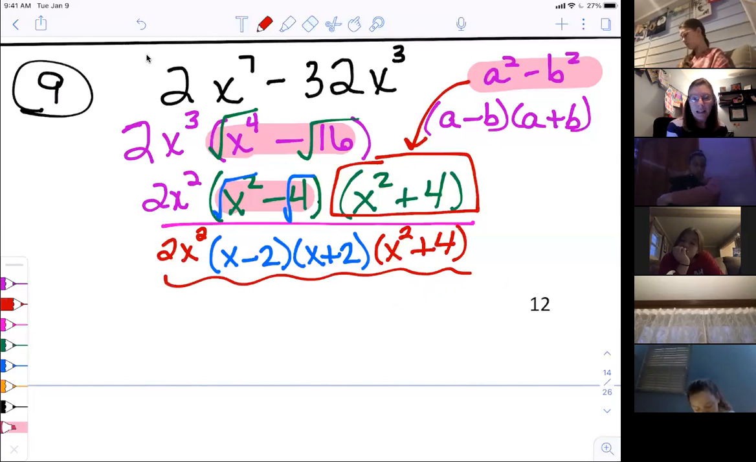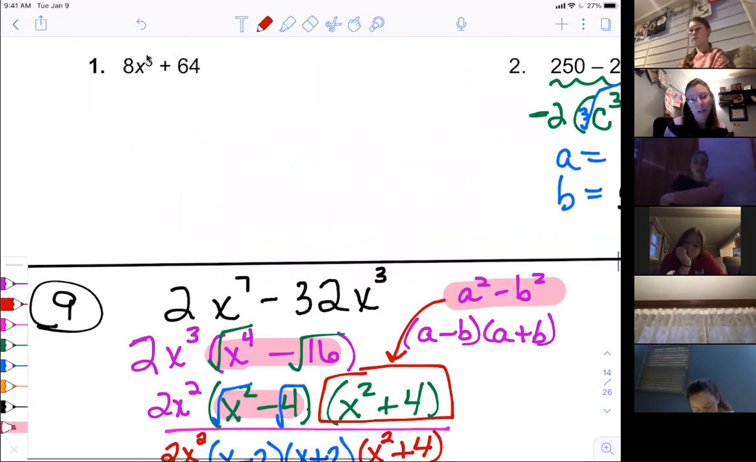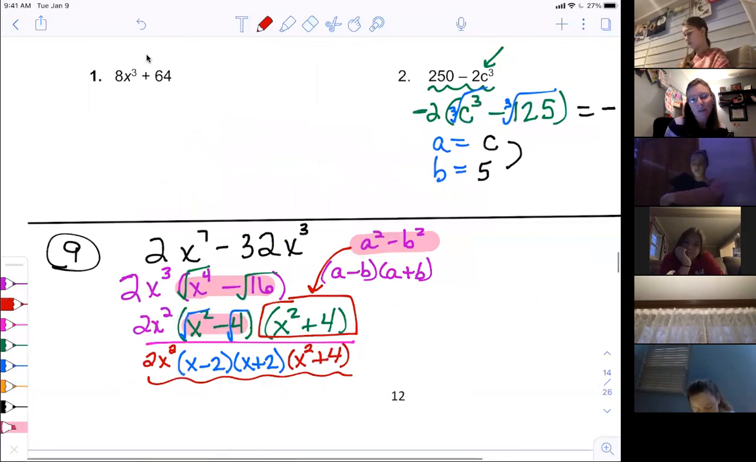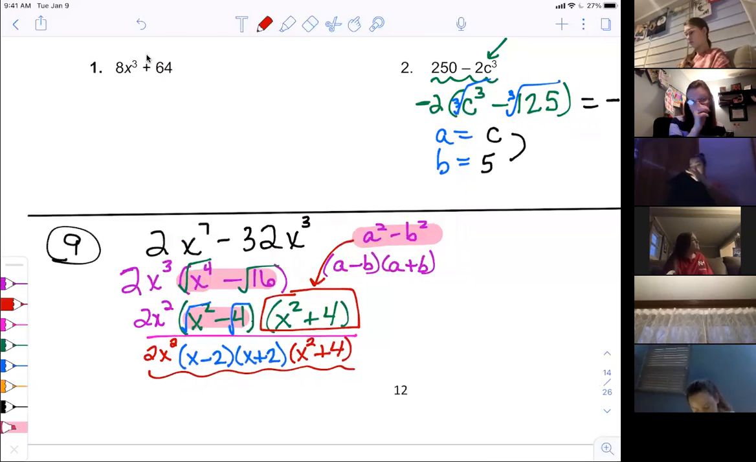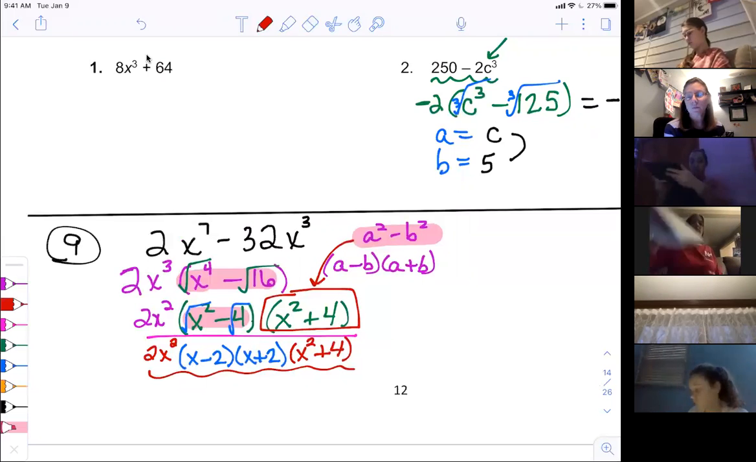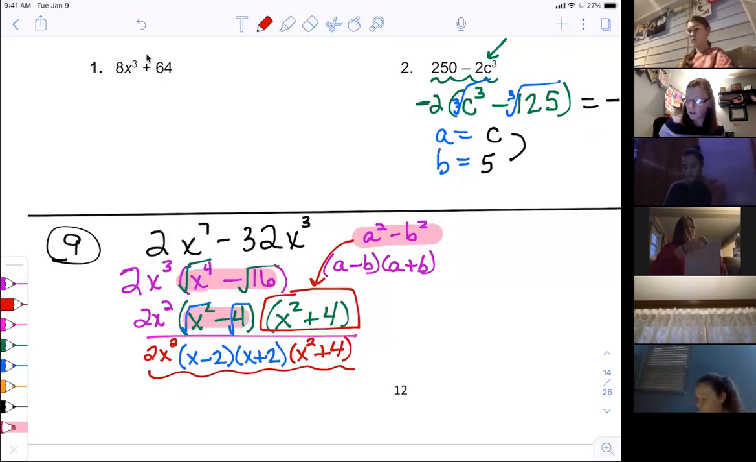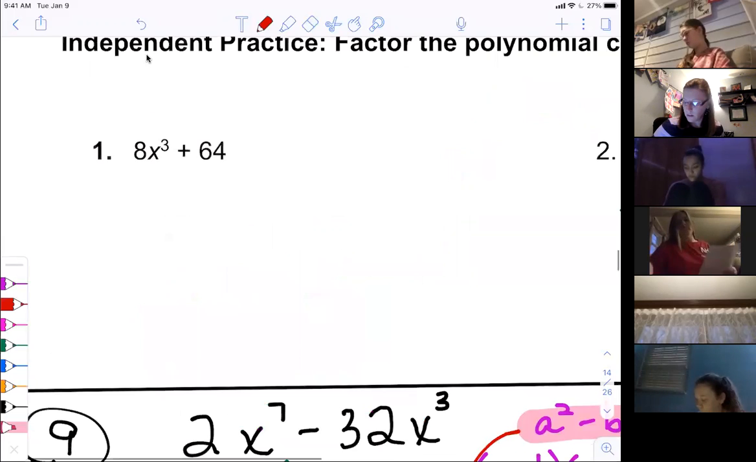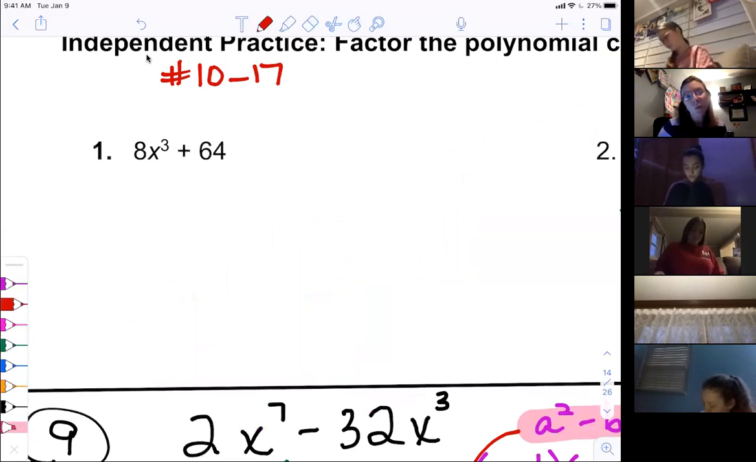So after number 9, 10 through 17 used perfect cubes. And I'd like you to go back into your notes, and we're going to talk about a couple more problems factoring wise. So if you can go back into your notes and look at page 12. Numbers 10 through 17 were all perfect cubes from the homework. So they all fit a specific pattern.